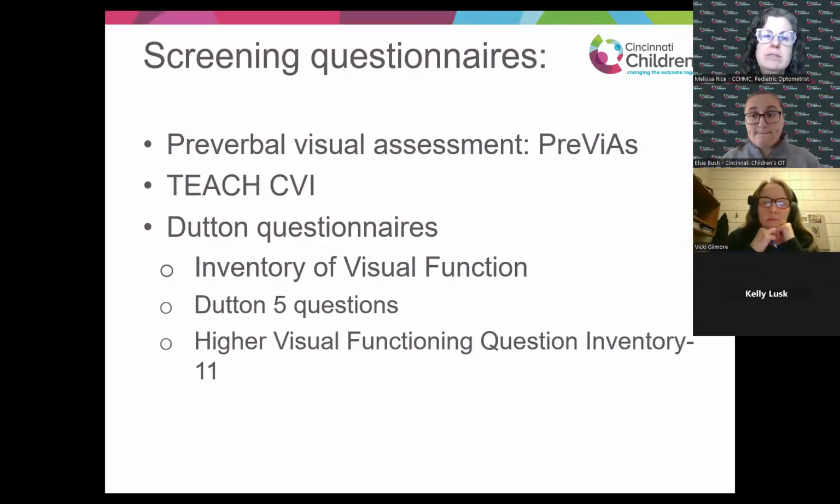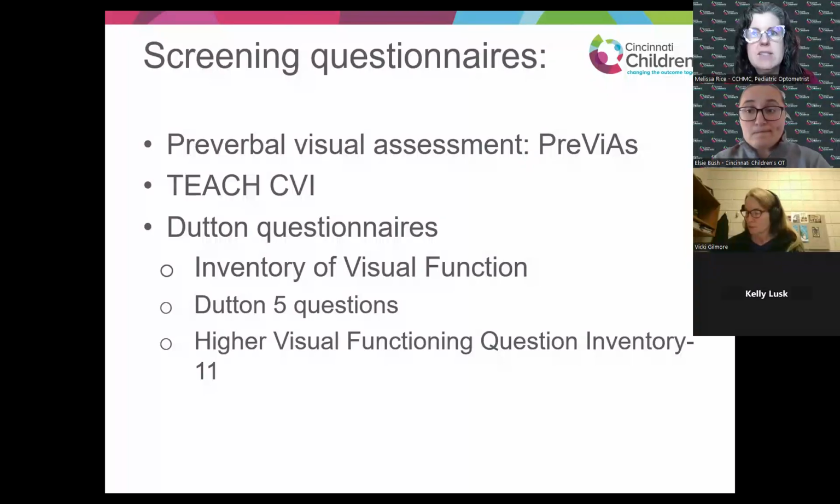So here's a few different ones. There's the Pre-verbal Visual Assessment questionnaire, I'll go into it, the TEACH, and the kind of umbrella term is the Dutton questionnaires. Gordon Dutton is an amazing neurologist in Scotland. I think he's officially retired, but he's not really retired.